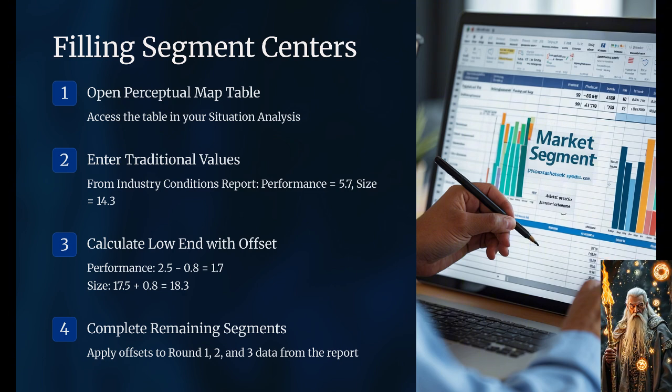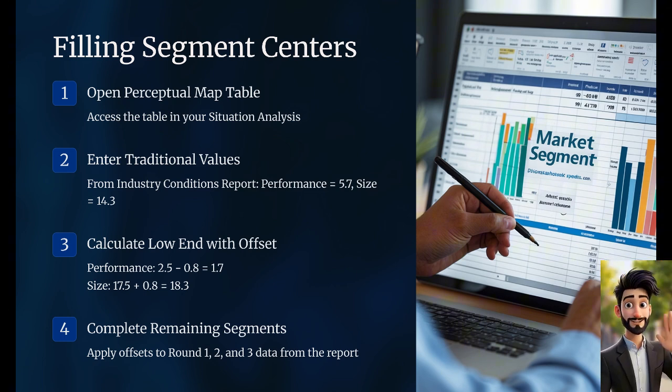Next, for low end, you'll notice an offset. For example, in round 0, the segment center is performance equals 2.5, size equals 17.5, but there's a -0.8 offset for performance and a +0.8 for size. So, performance, 2.5 minus 0.8 is equal to 1.7. Size, 17.5 plus 0.8 is equal to 18.3. Enter those values. Once entered correctly, the rest of the rows will auto-populate. This illustrates how customers' expectations evolve. For each subsequent round, you can apply the offset to the round 1, round 2, and round 3 data from the report.